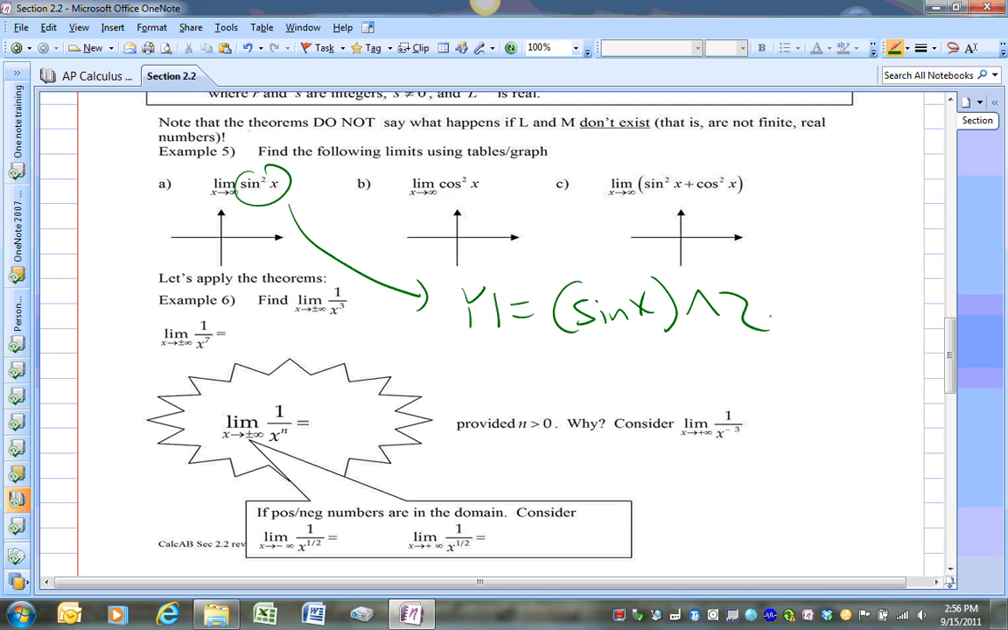The graph will look like this if you're actually to graph it, because it's always going to be positive, right? And it's never going to get past 1, because the amplitude's 1, and 1 squared is 1. Okay, that was a little too high. That's great.